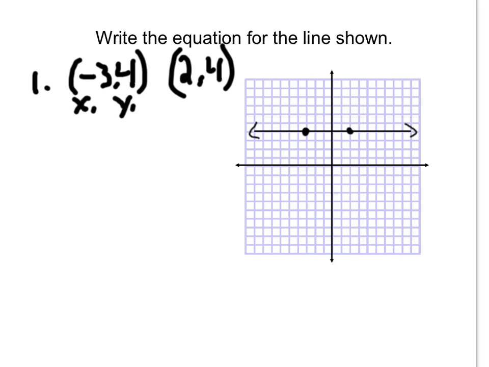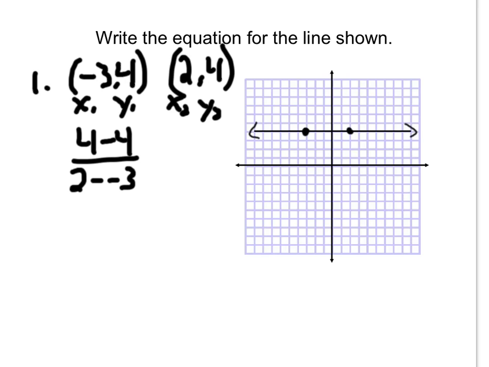So we got x1, y1, and x2 and y2. Okay, so y2 minus y1 is 4 minus 4, over x2 minus x1, which is 2 minus negative 3. Okay, 4 minus 4 is 0. 2 minus negative 3 changes to plus. So our m equals 0.